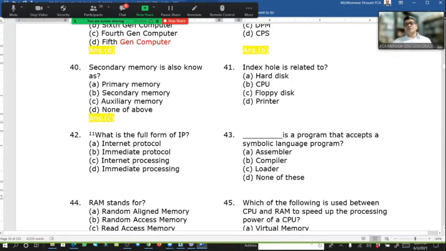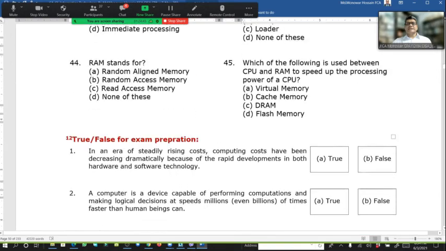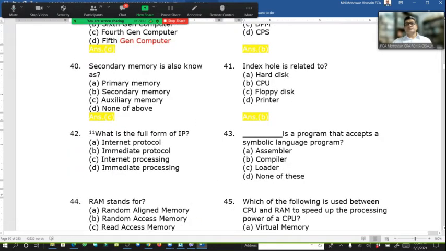Index hold is related to hard disk, CPU, floppy disk, printer. Which item in here holds the index? The answer is B, CPU.